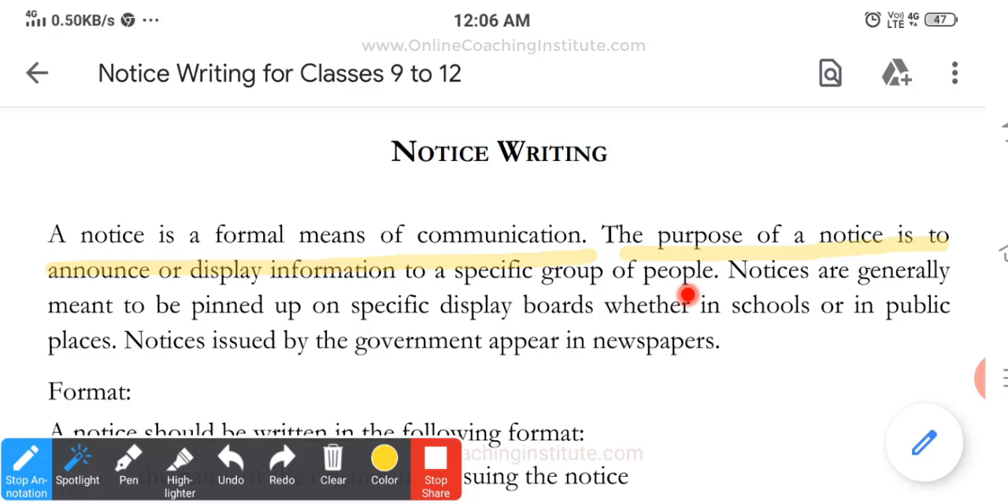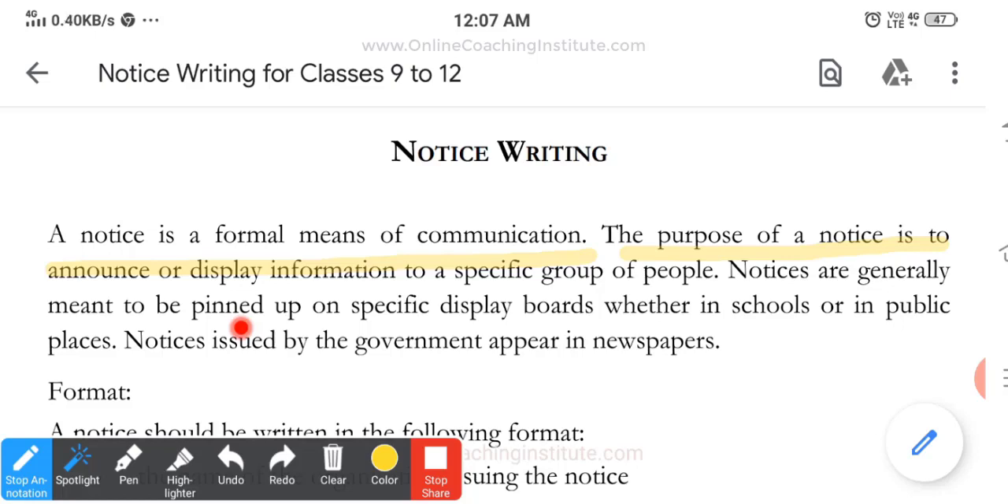The purpose of notice writing is to announce or display information to a specific group of people regarding different things, regarding different announcements. Suppose you have something to inform the people, at that time you need a notice. Notices are generally meant to be pinned up. Pinned up means you use a pin. So a notice is generally meant to be pinned up on specific display boards.